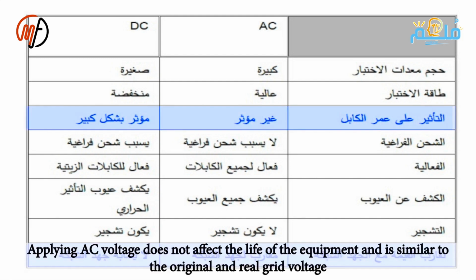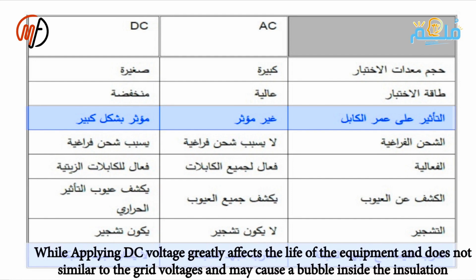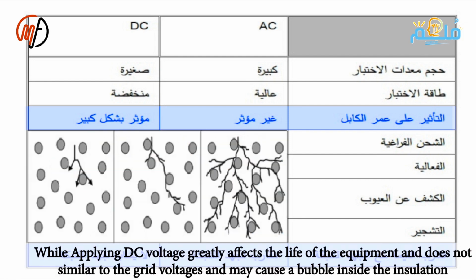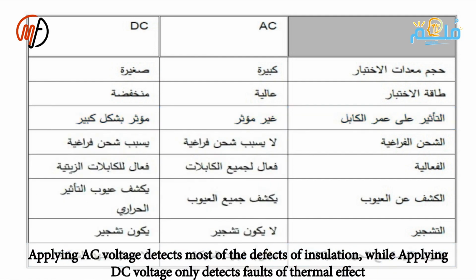It doesn't affect the lifespan of the equipment or the cable in general because it's simulating the actual network voltages. On the other hand, DC supply voltage has a significant impact because it can cause space charging, which can be the beginning of treeing or water treeing. Using AC supply voltage in the hypot test reveals most defects, while DC supply voltage only detects thermal effect defects.